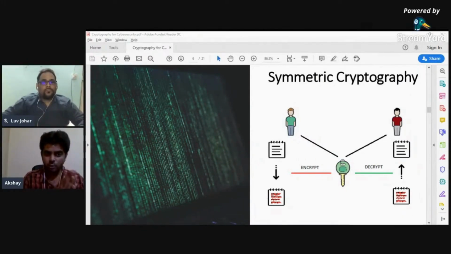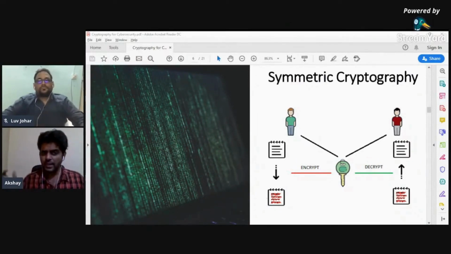This key is shared by both A and B. A uses this key to encrypt the plain text and convert it into a ciphertext. The ciphertext is then shared with B. B then uses the same key to decrypt it and convert it into plain text. Simple enough. This is called symmetric cryptography or shared key cryptography.